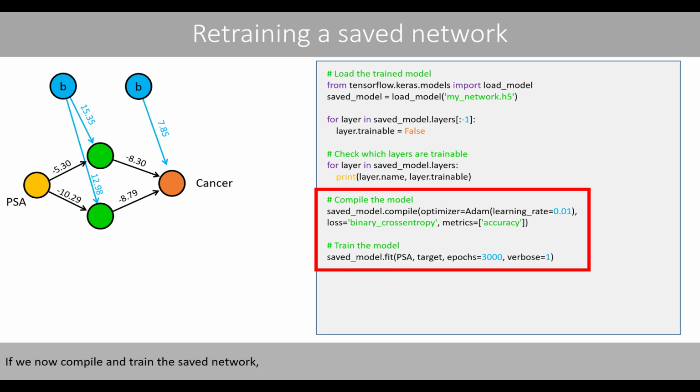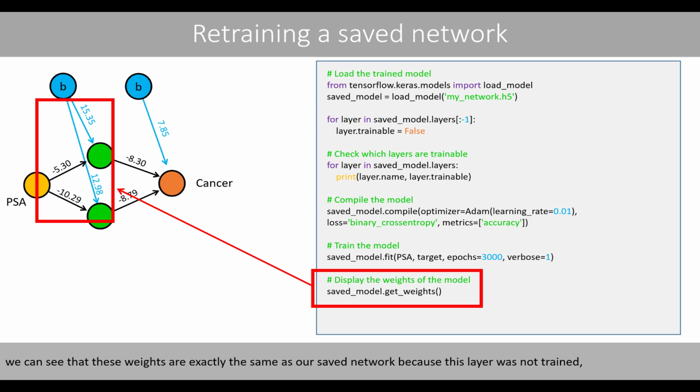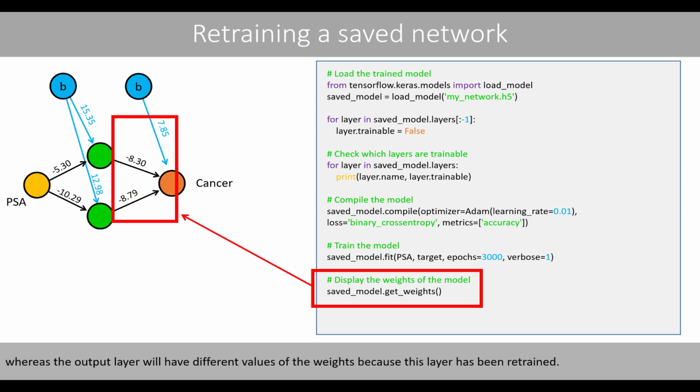If we now compile and train the saved network, we can see that these weights are exactly the same as our saved network, because this layer was not trained, whereas the output layer will have different values of the weights, because this layer has been retrained.